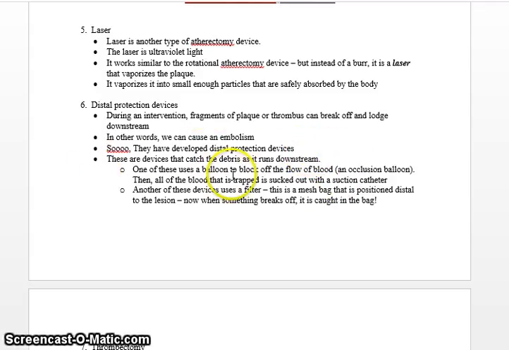So one of these uses a balloon to block off the flow of blood, an occlusion balloon. Then all of that blood is trapped and then is sucked out with a suction catheter at the end of the procedure. And then the other one uses a filter, and this is the one I'm most familiar with. This is a mesh bag, kind of like, try to imagine a net that you would catch a butterfly in, a butterfly net. This is a mesh bag that is positioned distal to the lesion. So now when something breaks off, it is caught in the bag.